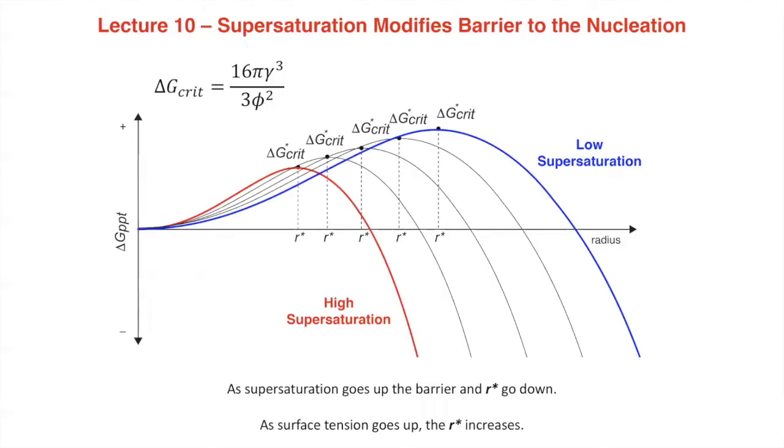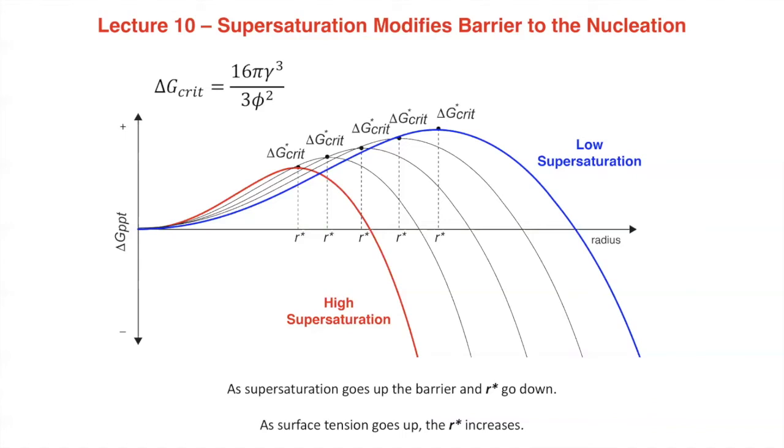Now, here's a depiction of what that looks like in the case where we're just changing the supersaturation. So I've plotted several different curves here at different values of the supersaturation energy. The red curve is a high supersaturation condition and the blue curve is low supersaturation. Notice how the peak maximum goes up as the supersaturation goes down.